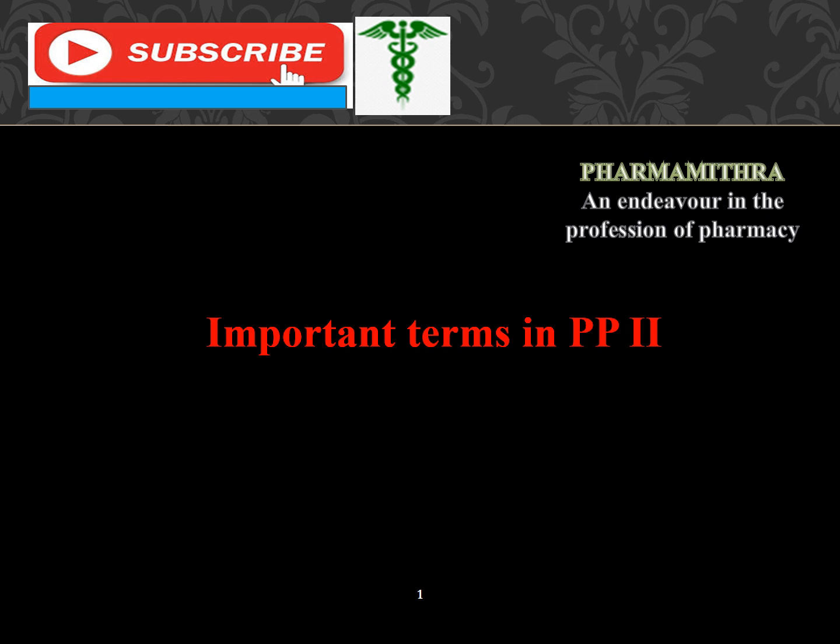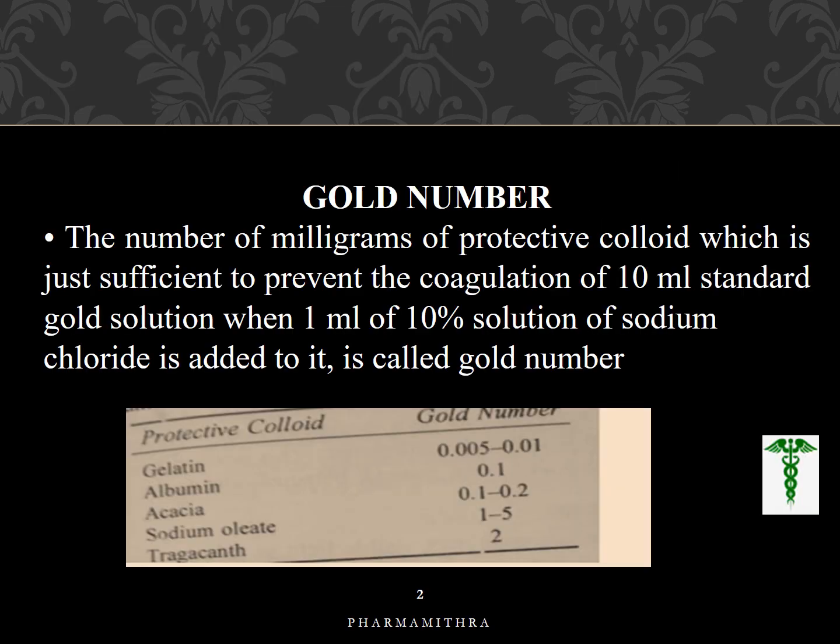Hi friends, today we are going to discuss some important terms in Physical Pharmaceutics 2 that we are dealing with in fourth semester. These are some terms you can see in different chapters. So, important concepts we are discussing today. First is gold number.